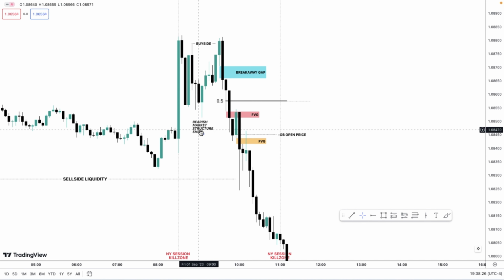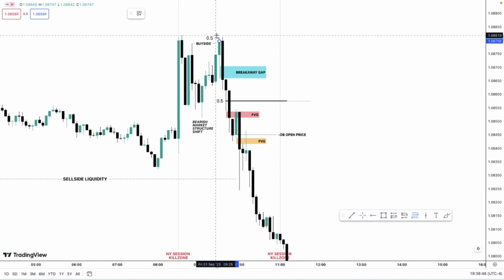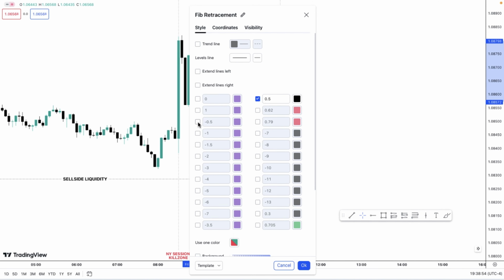So the New York Session Killzone, guys, what I like about it is that there's a lot of things you can do with it. We have a swing low here and a swing high here. If you use your Fibonacci, you take it from the swing high formed in the New York session to the swing low formed in the New York session, and then you use standard deviations. In other words, you project how far down the market can go.